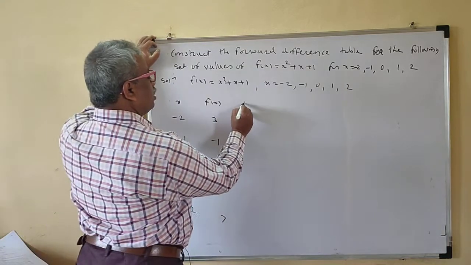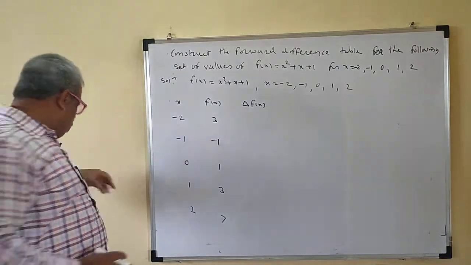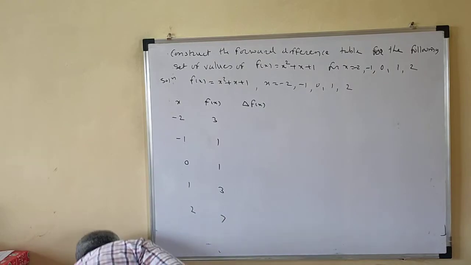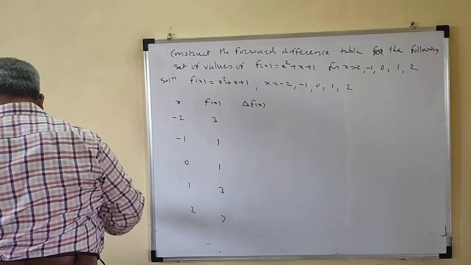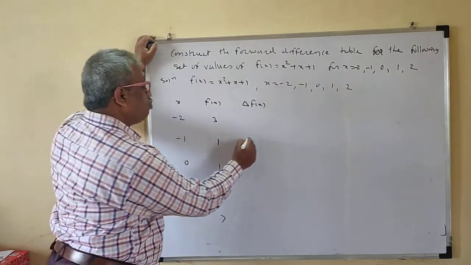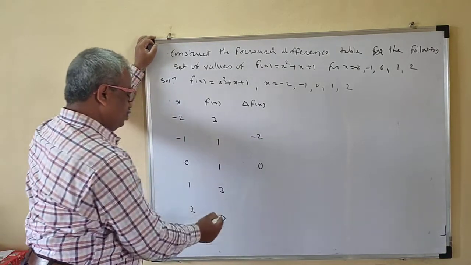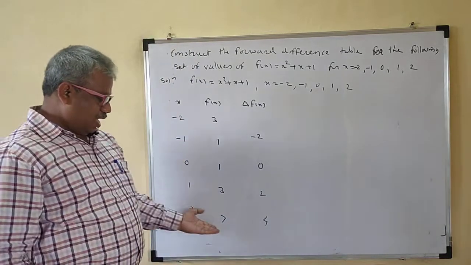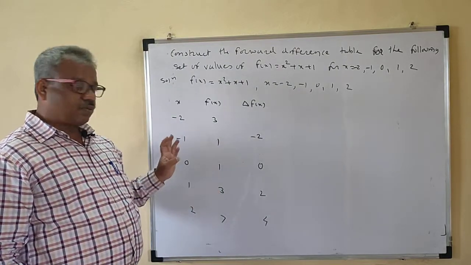Now we have to write delta f of x, the first forward difference. What we have to do? This is 1. Okay. So what we have to do? This minus this. So this will be -2. I write here -2. Then this minus this is 0. This minus this is 2. This minus this is 4. So the second minus the first one, the third minus the second one, and so on.